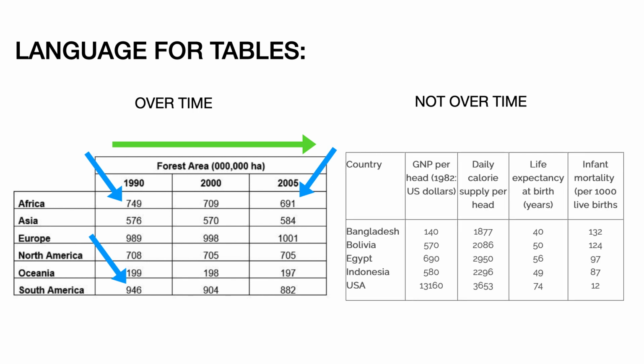However, this next table is not over time, so you can see there's no time frame. So all you can do with this graph, you can't use a language of change, but you can obviously compare and contrast things using, for example, superlative adjectives. So for example, Bangladesh had the lowest GMP per head, while the USA had the highest.